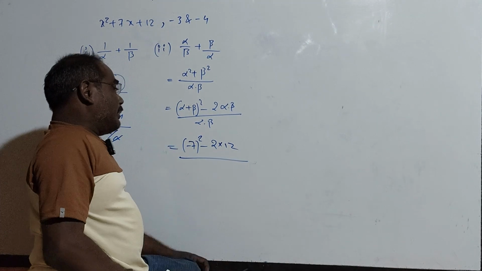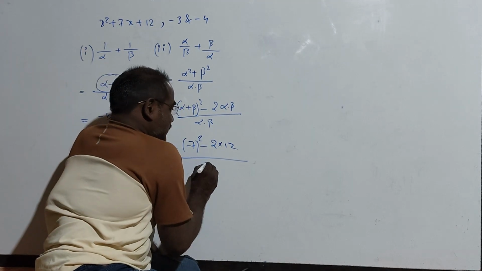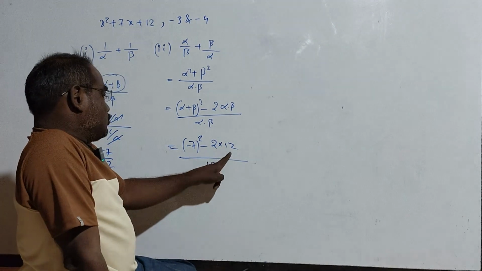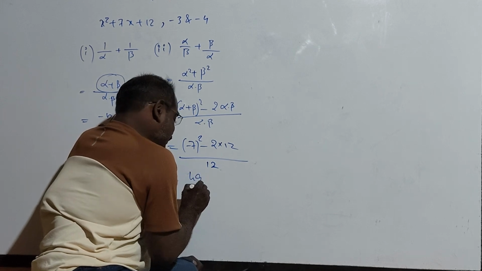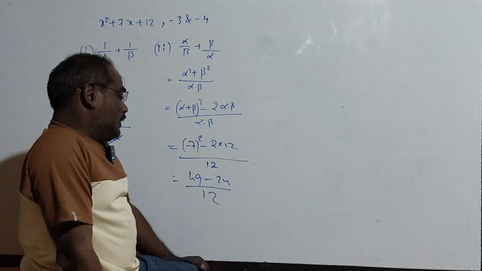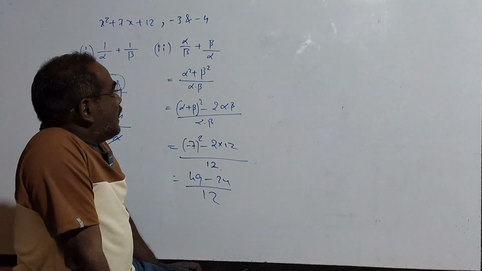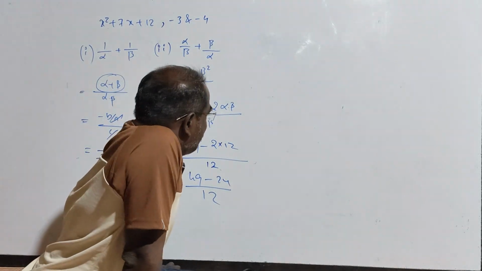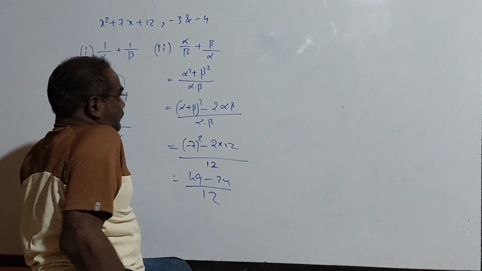12 divided by alpha into beta becomes what? c by a. a is 1. Hence, this is 12. Right now, you are getting my point. This is 12, right? Yes, 12. Now, 7 square is 49 minus 24 divided by 12. By simplification, you will get the answer of 1 by alpha plus 1 by beta, that is beta by alpha plus alpha by beta. I hope you come to know how this question will arise in the question paper.